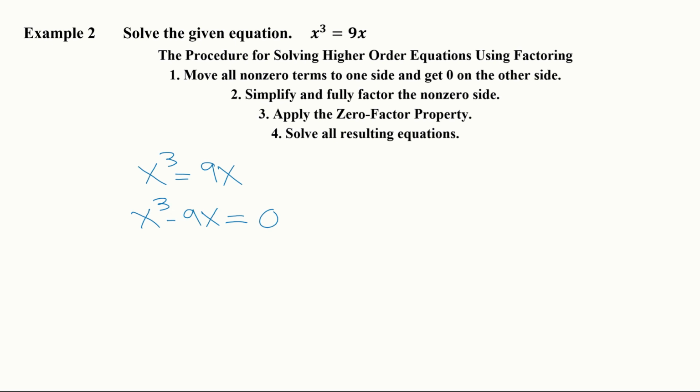Now we're going to go ahead and factor, right? So the first thing we notice is that we can factor out an x from both terms. So we do that. That leaves us x squared minus 9 equals 0. So now we notice that here we have a difference of squares.